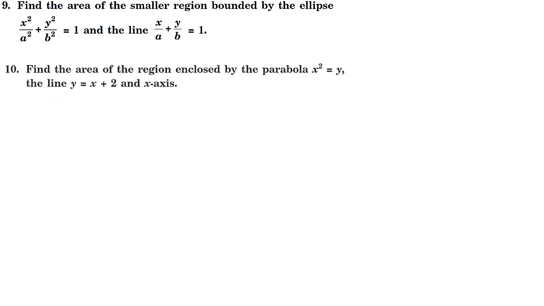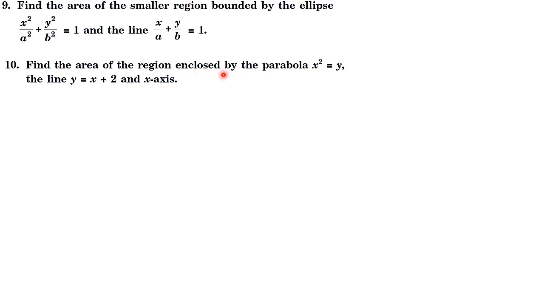Next, there are two questions, question number 9 and 10. Find the area of the smaller region bounded by the ellipse x square by a square plus y square by b square equal to 1 and the line x by a plus y by b is equal to 1. And the 10th question is the area of the region enclosed by the parabola x square equal to y and the line y is equal to x plus 2 and the x-axis.